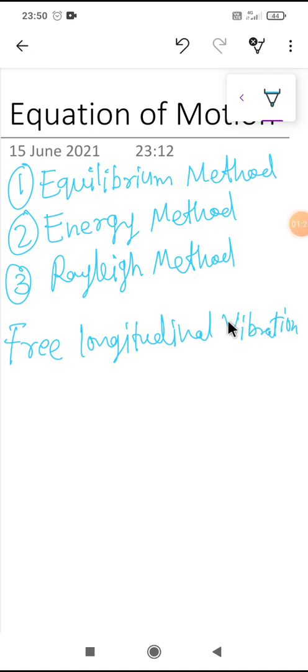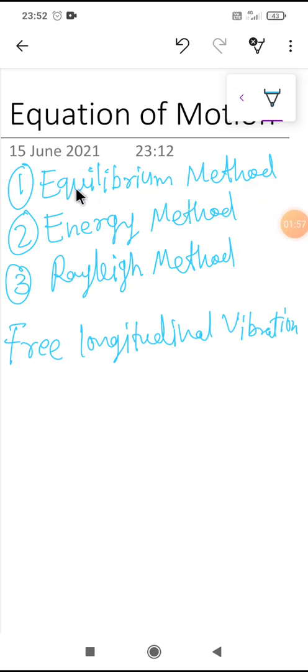So what does free mean? Free means no forces have been applied, and it is also undamped, so there is no damper. And longitudinal means it is moving in the up and down direction, that is, with respect to the axis of the spring. So this is the vibration equation we are going to study.